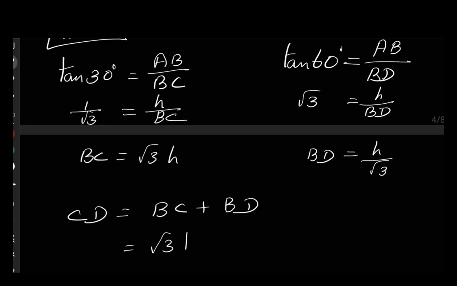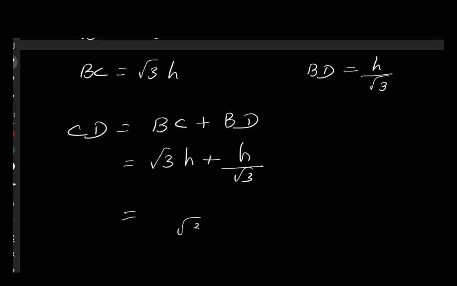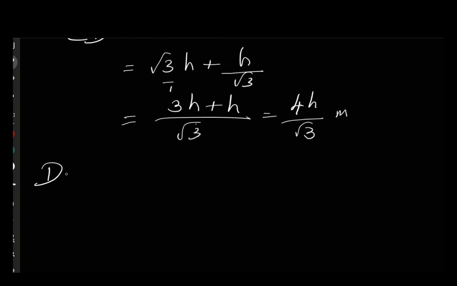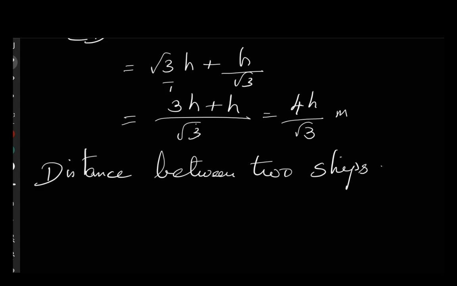BC is root 3h plus h by root 3. Take root 3 as LCM. So here the denominator term is 1. Just multiply root 3 into root 3, 3h. Root 3 goes one time, so you are just getting h. So 4h by root 3. 4h by root 3, so this is what you have to prove. CD, the distance between two ships, is equal to 4h by root 3 meter.